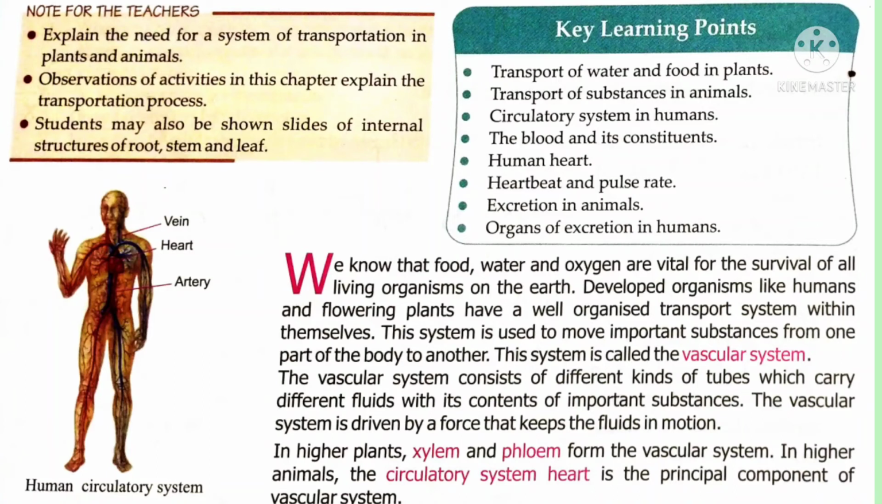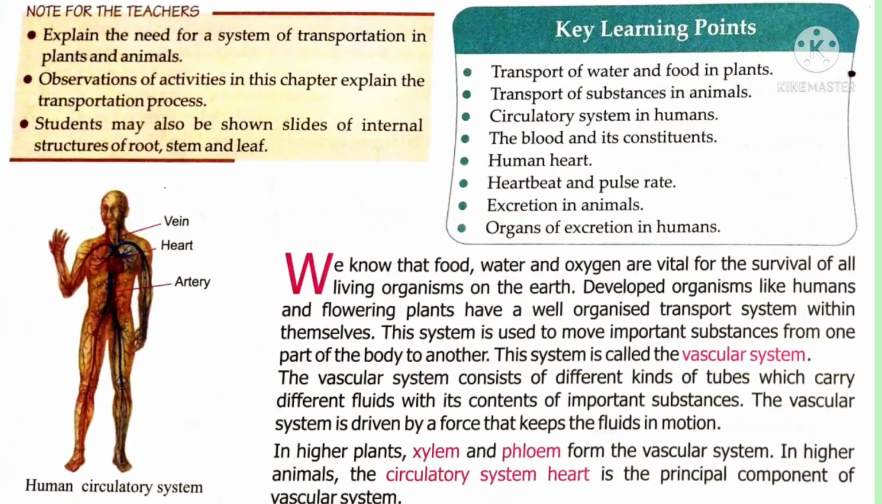Organisms like human beings and flowering plants have a well organized transport system within themselves. The tissue responsible for transportation in animals and plants is called vascular tissue. Human beings have a well defined, well organized circulatory system, that is the heart, which pumps blood. Blood in turn carries oxygen, carbon dioxide, enzymes, proteins, as well as nutrients. All these materials are transferred to different parts of the body, that means every cell in our body.